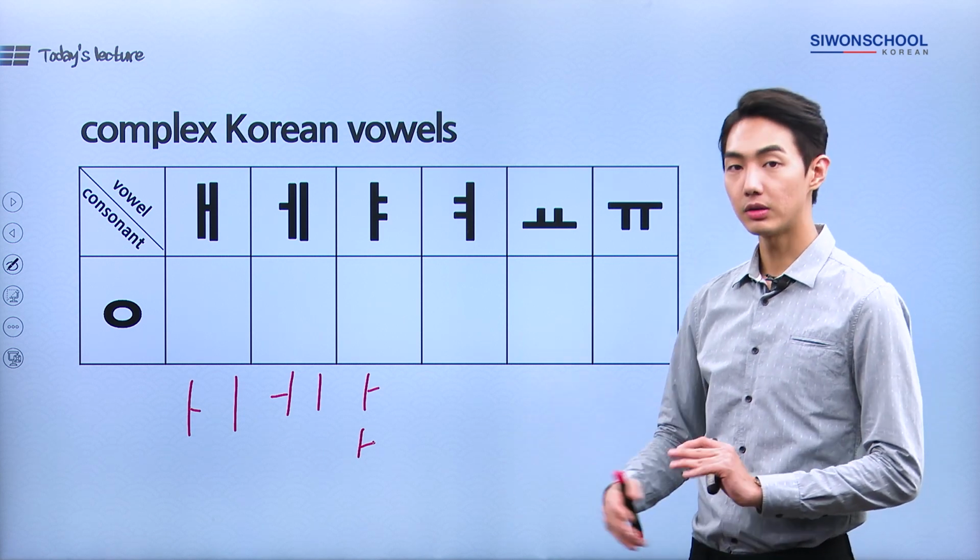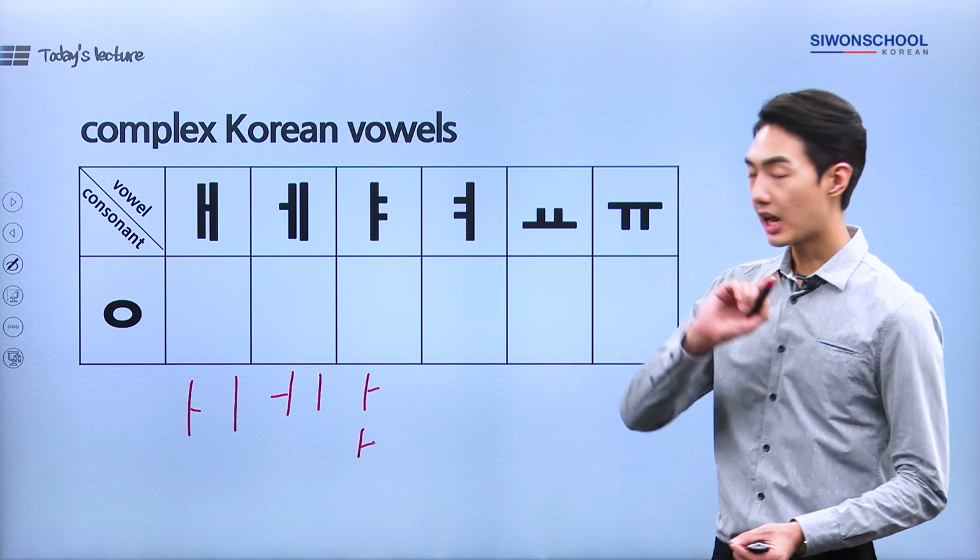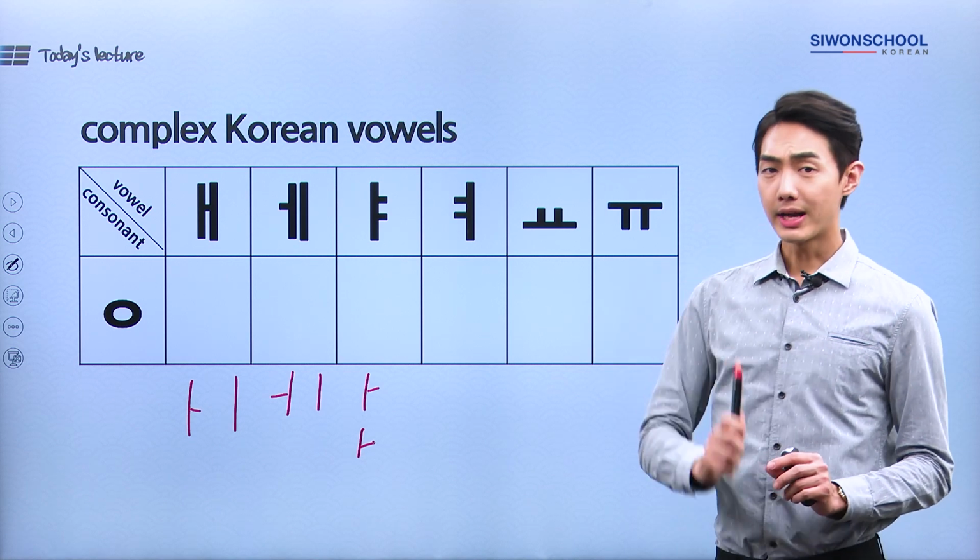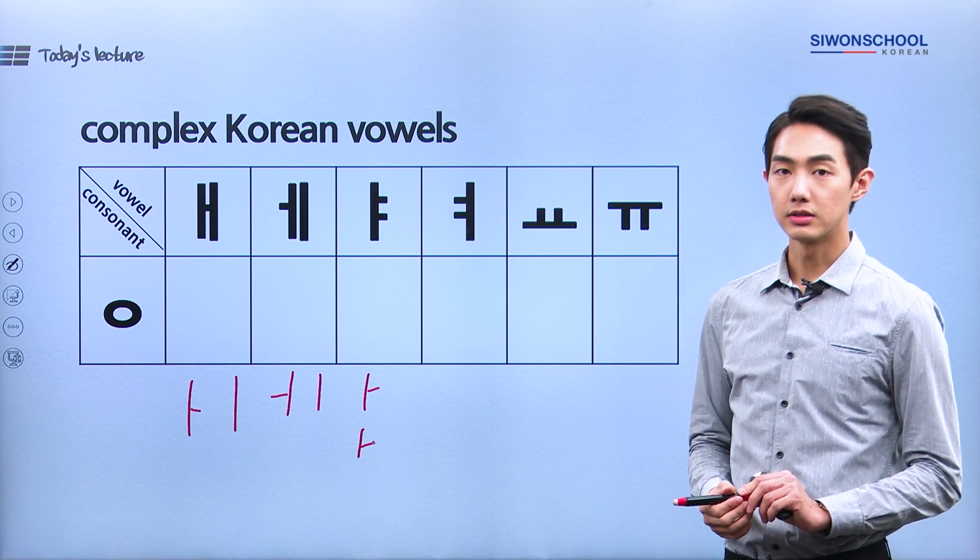So just repeat after me and let's practice. How do you write this? Do you remember? What has to come first in Korean letters?